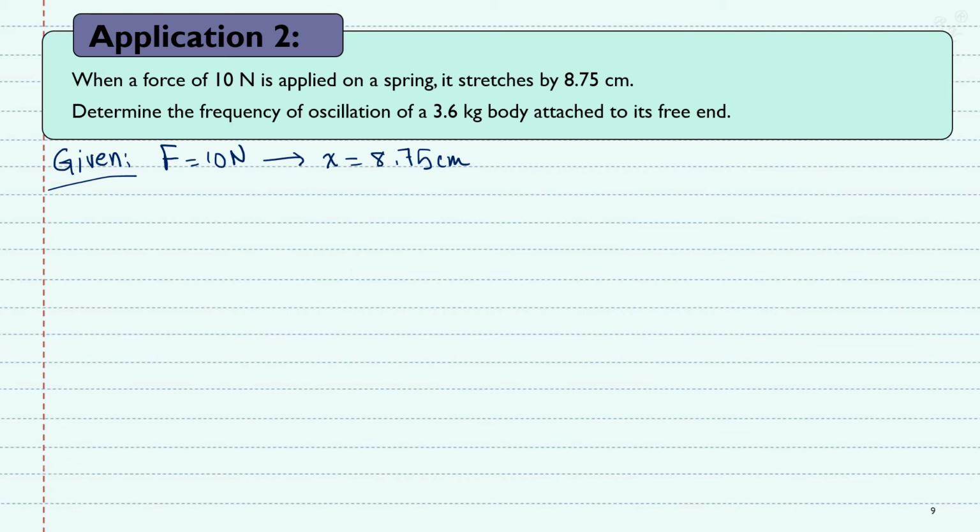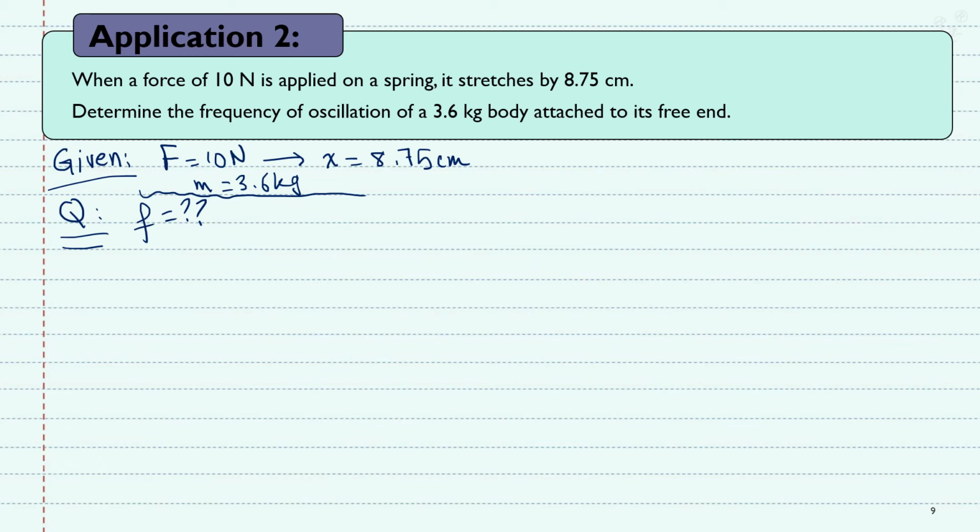We are also given, or the question in fact is to find, the frequency when a mass of 3.6 kilograms is attached. So this is the given. We are given the force that produces some elongation. Then we are given a certain mass and we are asked about the frequency of oscillation of this particular mass. So how can things be related together?